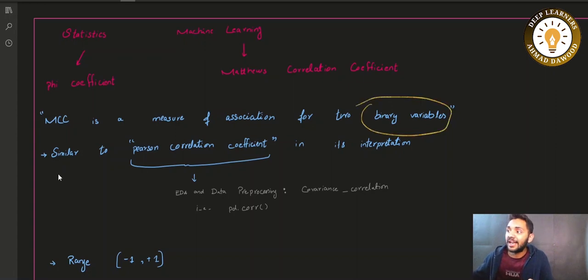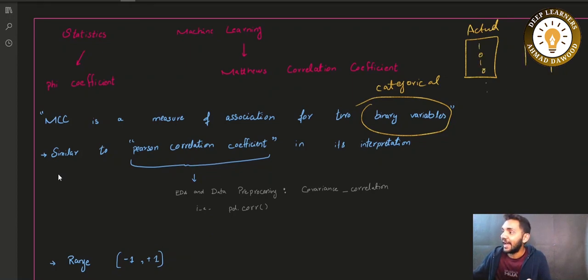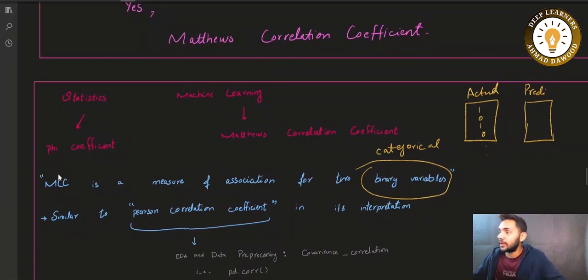Between categorical variables, here you can say, instead of continuous variable, the same interpretation is here. Let's say you have a column which is actual values, and here you have 1 0 0, and in that way values, and there is another binary column which is prediction. If I show you here prediction, again there will be 1 0 0 and so on.